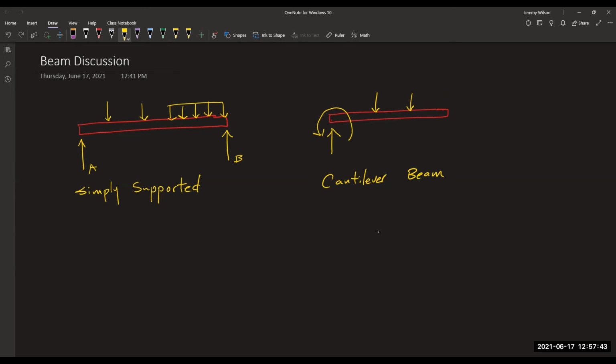You can have a combination of these two in what's called an overhanging beam. It would look something like this. One of the supports is on the end, the other support not on the end, a combination of both. Now with this information, we can move forward and start looking at the internal bending moment and shear inside the beams.